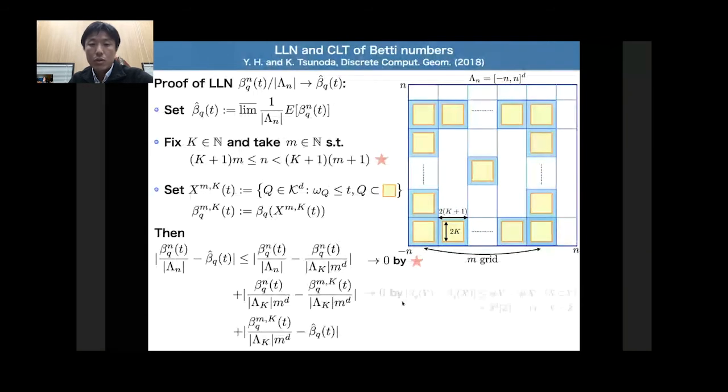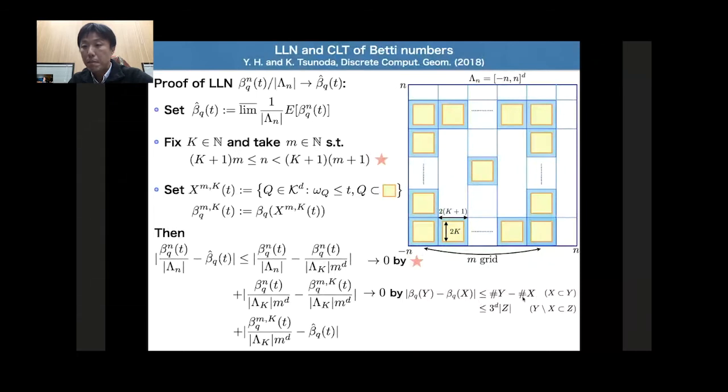And the next term will also go to zero from this property. This property says that if you have two cubical sets, X and Y, and X is included in Y, then the difference of the Betti numbers can be upper bounded by the difference of the number of cubical sets in them. Furthermore, this difference can also be upper bounded by the volume of the difference set and some constant. This is just an easy calculation. Then by using this property, in the second term the denominators are the same, but the numerators are different, and we can upper bound it by some constant.